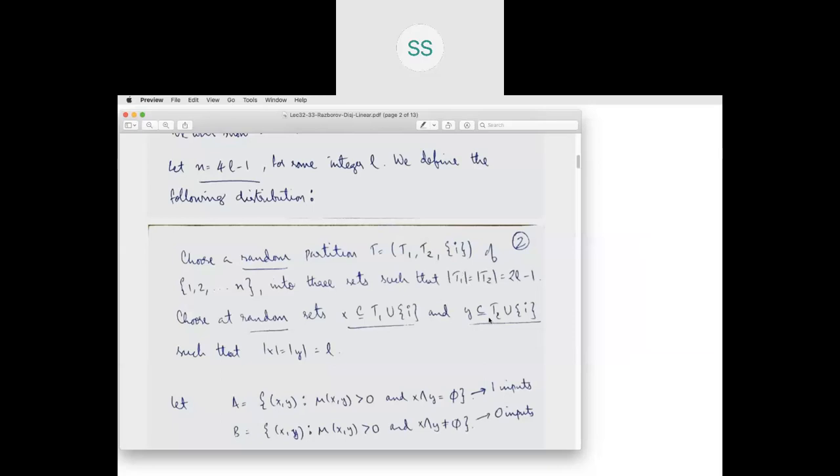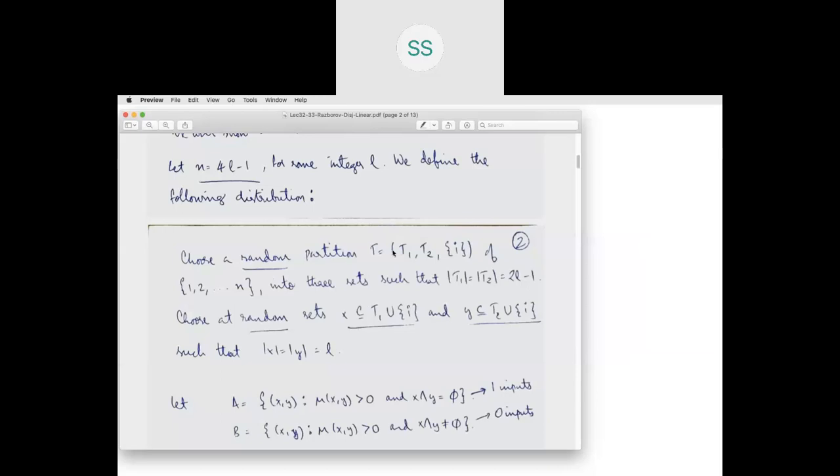So X and Y are both subsets of this, and notice that T1 is of size 2L minus 1, so together this is of size 2L and this is also of size 2L, and you want to pick an L-sized set X from this and an L-sized set from this. So there is a small correction in what I said earlier. X and Y are either disjoint sets or they intersect in one element, but they are always restricted to those sets which are of size L. So it's what I said plus the condition that X and Y are of size L.